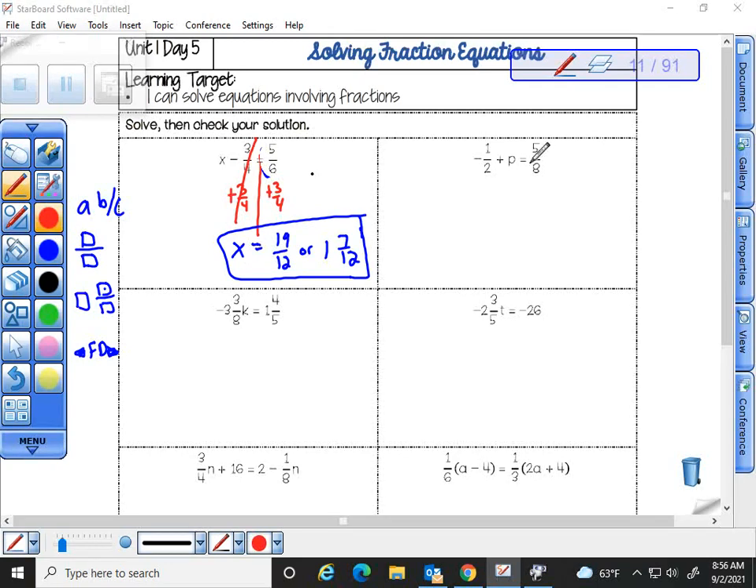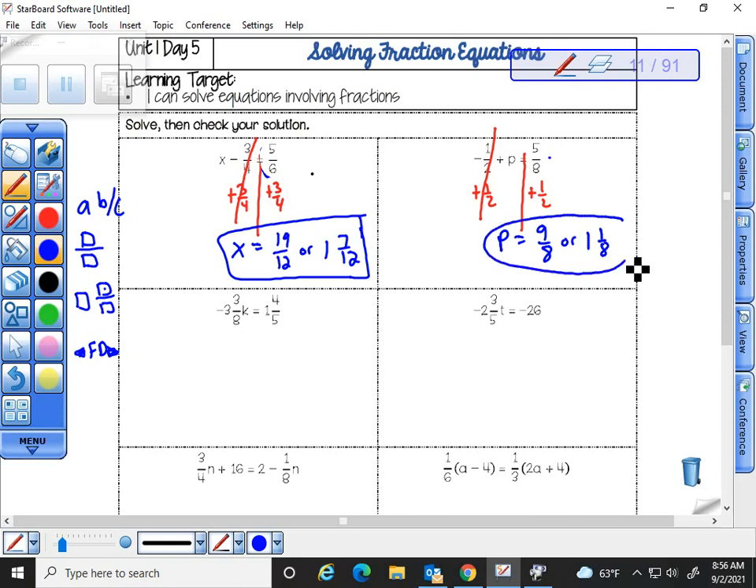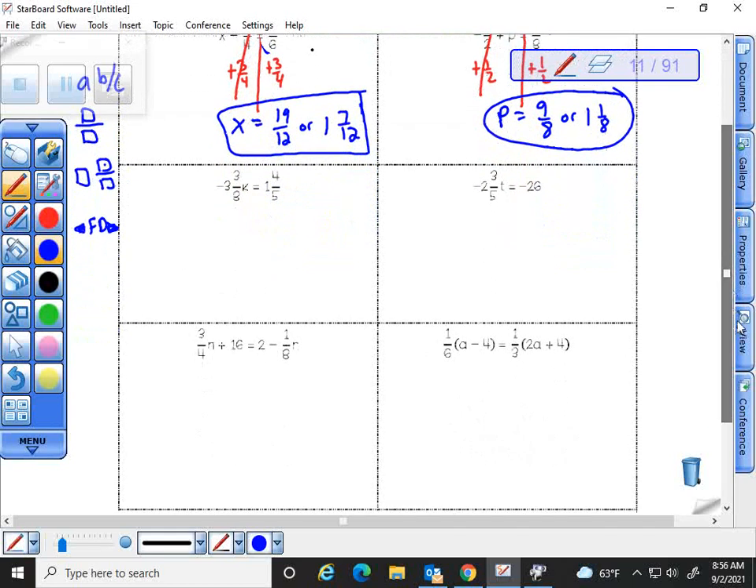Next one here, another fraction. I'm going to add 1/2 because adding 1/2 to a minus 1/2 cancels. Gives me P equals, and again, put that in your calculator, 5/8 in your calculator plus 1/2 in your calculator, and you'll get an answer that is either 9/8 or 1 1/8. And again, since it is in fractions to start with, we're going to have it fractions to end with.